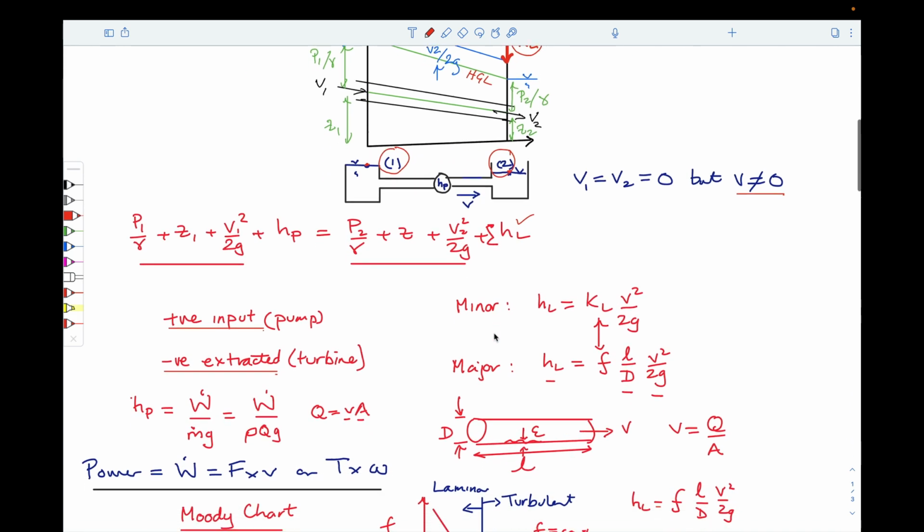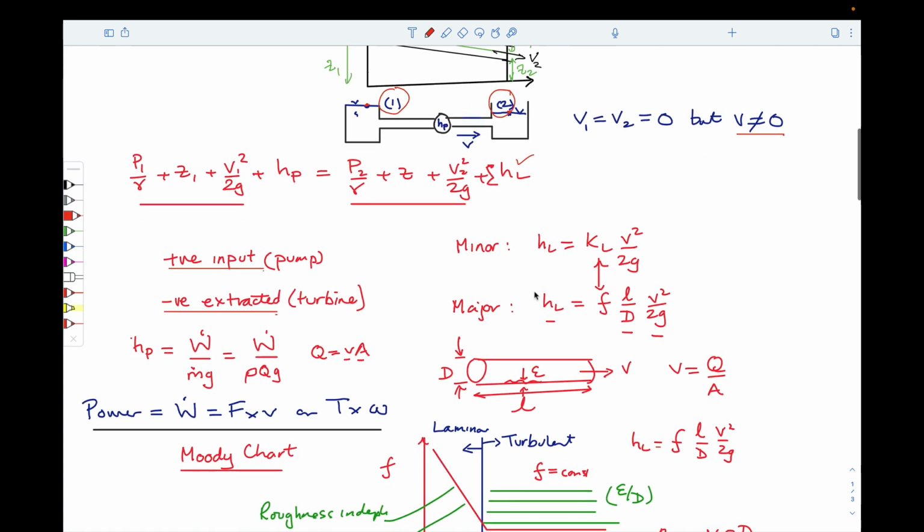There are 2 forms of losses which contribute to this H sub L loss. There are minor losses, which are losses in bends and fittings, which are a function of some loss coefficient. Typically, this is between 0 to 1. It has no dimensions because the dimensions of head loss are the same as velocity head. So this is dimensionless, but it typically varies between 0 and 1. It isn't limited to less than 1, but typically it is.